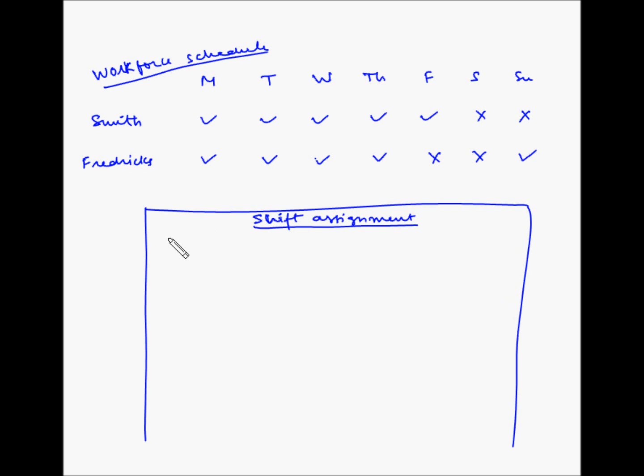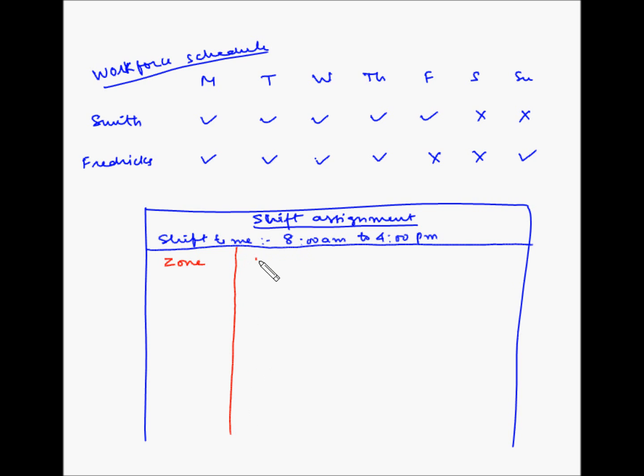Now this assignment document will be prepared for a particular shift. So let's say this is for shift timing 8 a.m. to 4 p.m. Now this document will contain the zone, the officer assigned, and then special instructions.